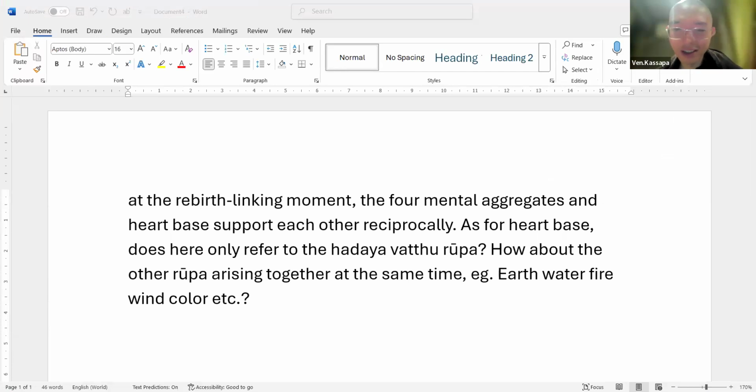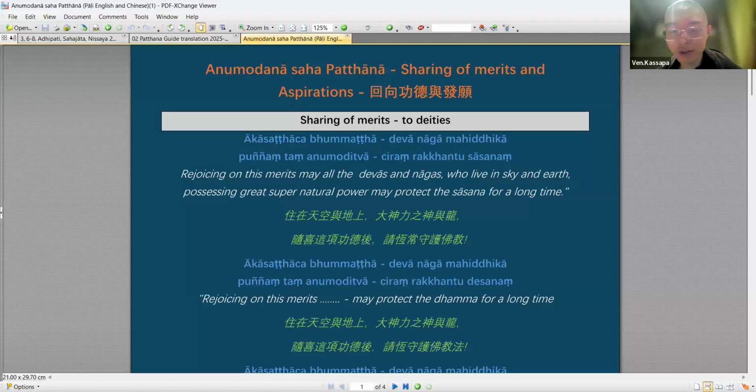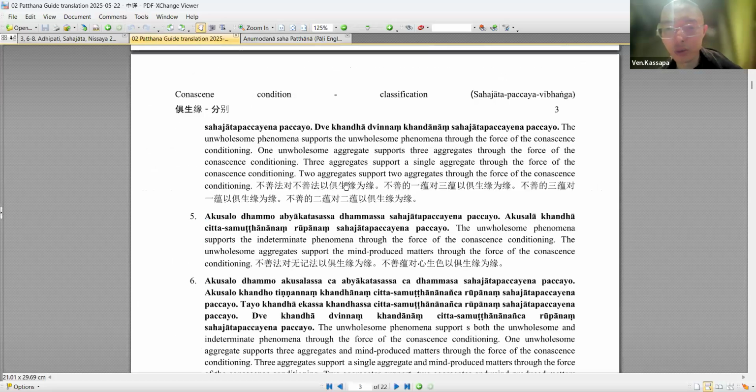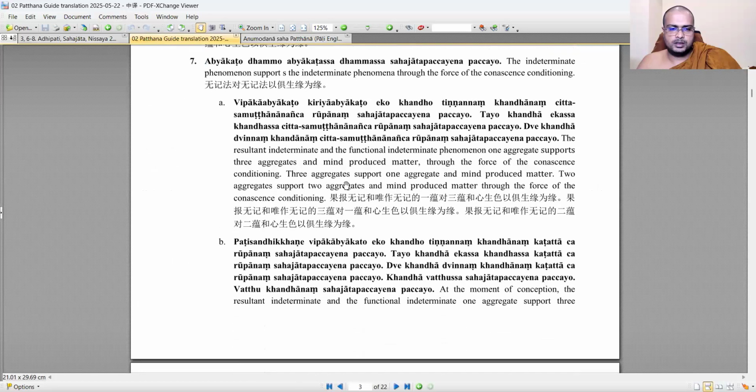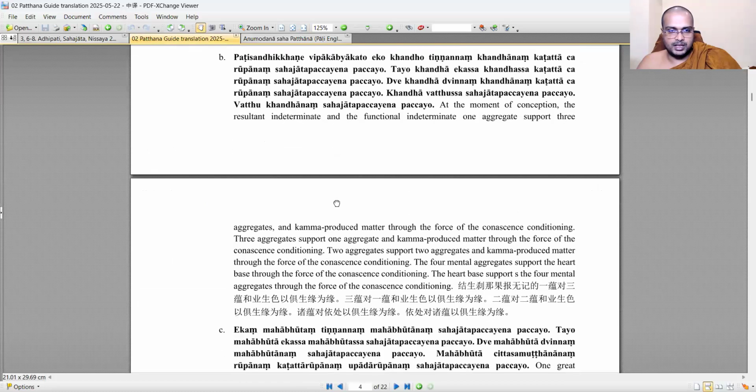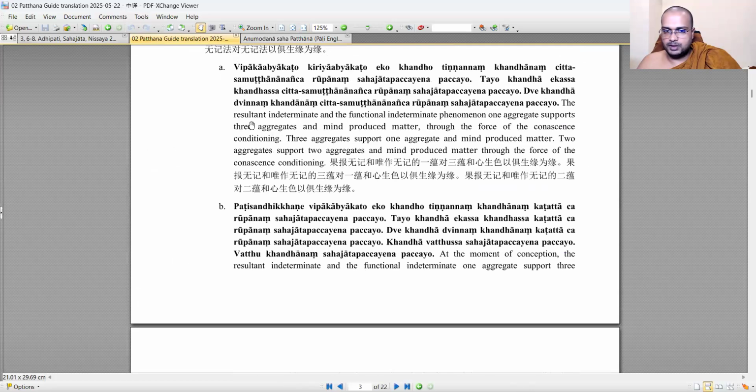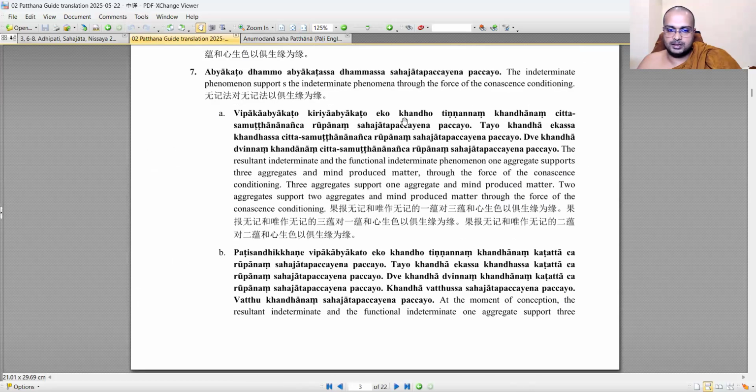My question is, why in the first type, when it mentioned the rebirth-linking moment Kammaja Rupa, why doesn't it mention that we should exclude the rebirth-linking moment Hadaya Rupa condition? Yes. I think it will take some time for me to explain it together with the Pali. I think we explain it next week together with the classification here.